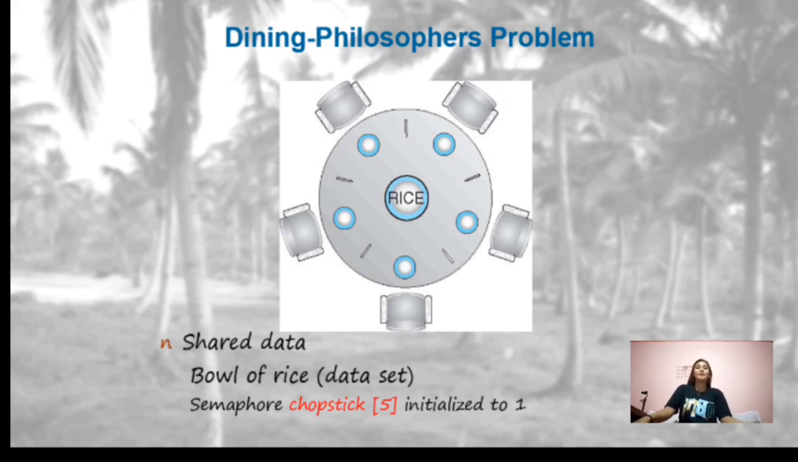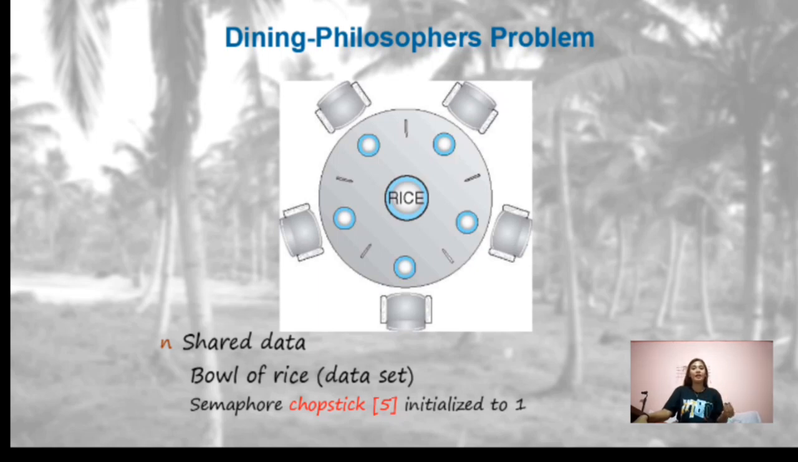And so now let's proceed on the dining philosophers problem. The shared data is the bowl of rice, the data set, and semaphore chopstick[5] initialized to 1. As you can see, this is the illustration of the dining philosophers problem, which is an example problem often used in concurrent algorithm design to illustrate synchronization issues and techniques for resolving them.